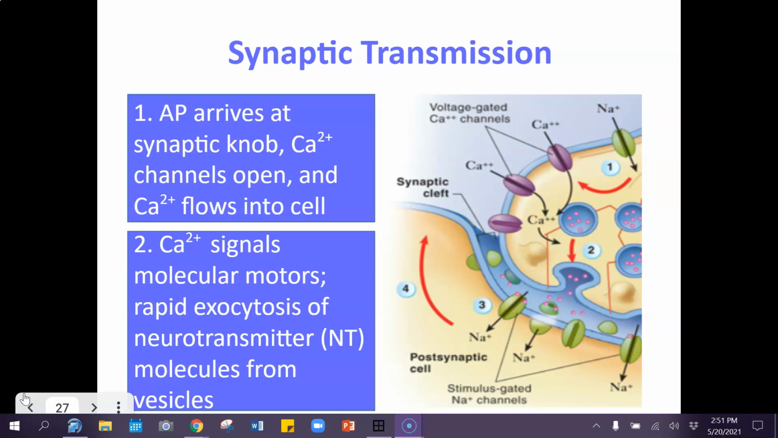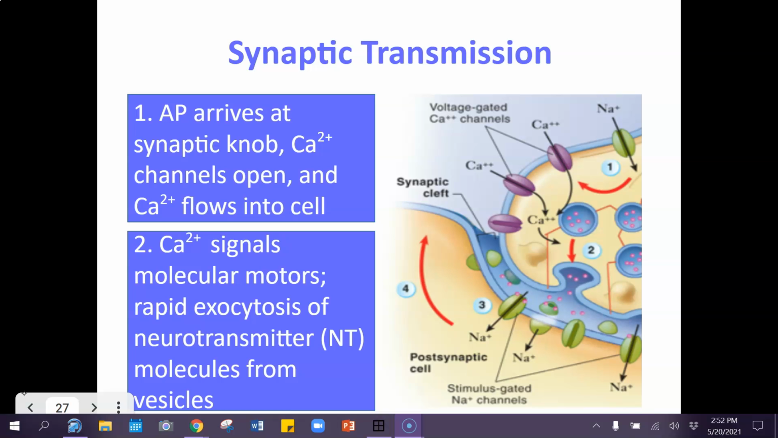Okay, so what is actually happening at the synapse? Well, first of all, when an action potential reaches the synaptic knob of our presynaptic cell, that's going to stimulate calcium ion channels to open. And calcium ions are going to flow into the cytoplasm of the synaptic knob.